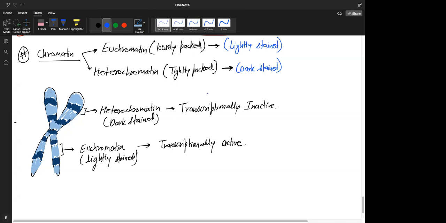So if it is densely packed, enzymes like RNA polymerase, which makes RNA from DNA, cannot reach that region. It is so much packed and folded that the enzyme cannot reach it to open the two strands of the DNA, get inside and make an RNA out of one strand. That's not happening, so genes in this region are inactive, whereas genes in the euchromatin region are active. They can be actively transcribed. That's why I have written transcriptionally inactive and transcriptionally active.